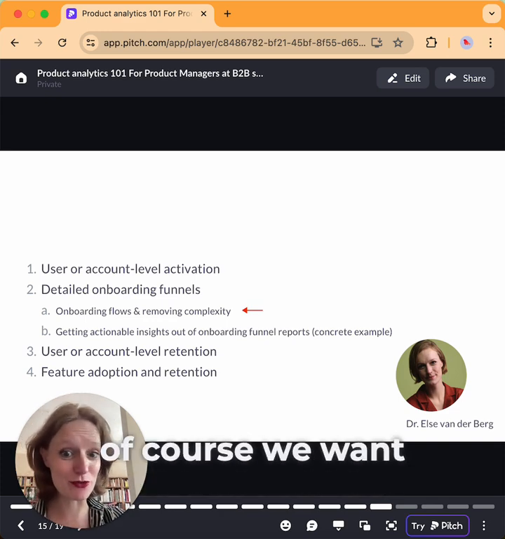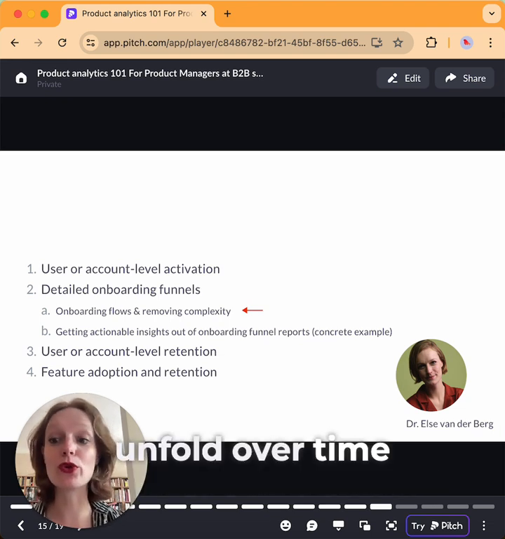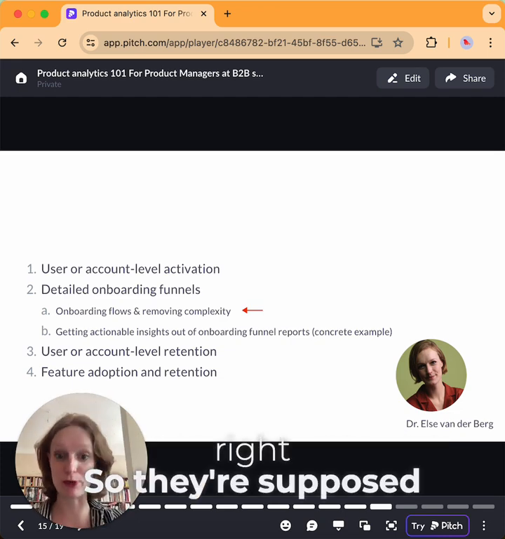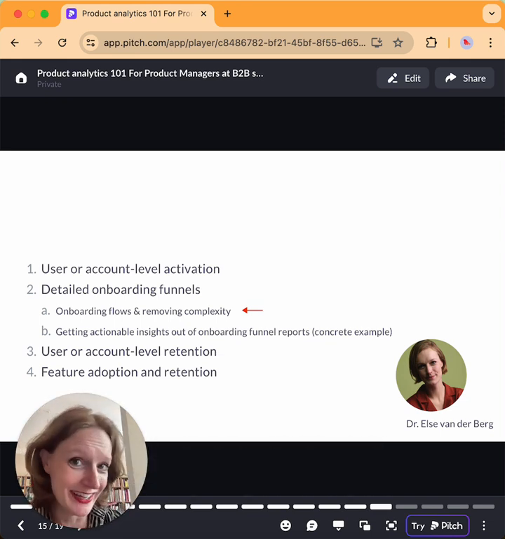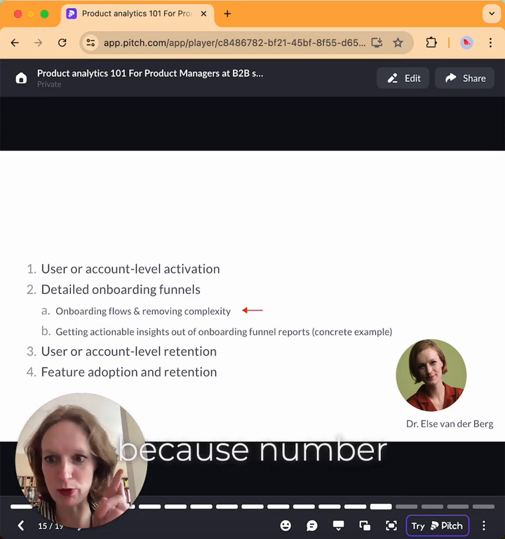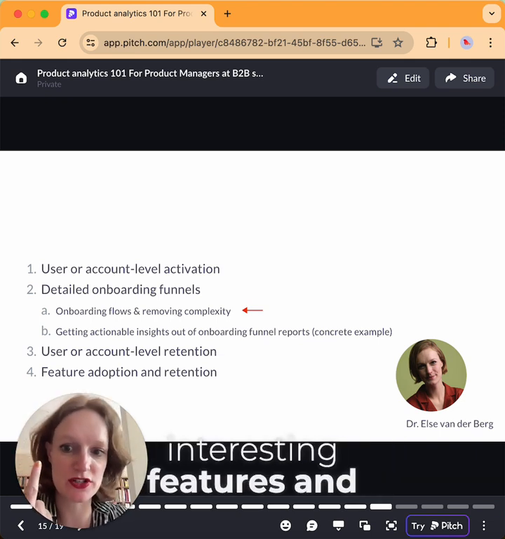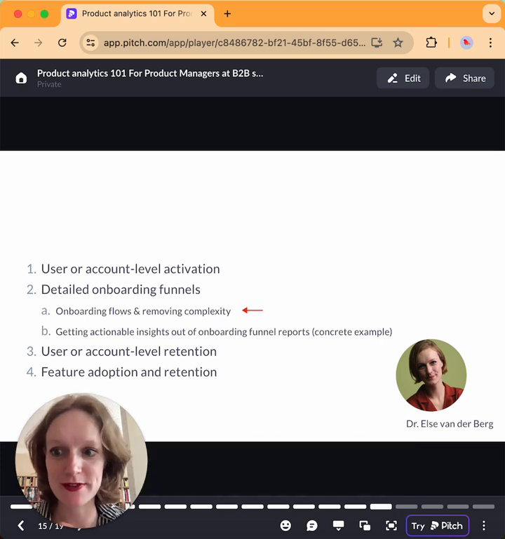And after that, of course, we want to slowly let the magic of our product unfold over time in a beautiful continuous onboarding flow, right? So they're supposed to keep learning at their own pace. And this is hard because number one, our product might have a lot of very interesting features and we're not actually sure what our new users want to see first.